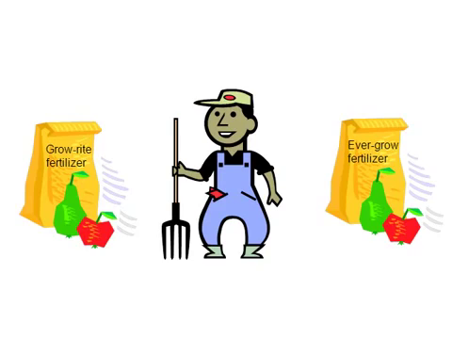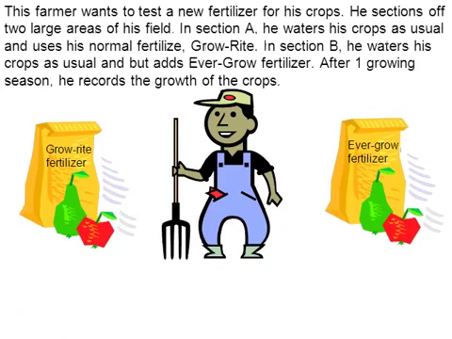Okay, so here we have a farmer with 2 bags of fertilizer, and the story says this farmer wants to test a new fertilizer on his crops. So he sections off 2 large areas of his field. In section A, he waters his crops as usual and uses his normal fertilizer called Grow-Right. In section B, he waters his crops as usual but adds a new experimental fertilizer called Evergrow. So after 1 growing season, he records the growth of the crops.